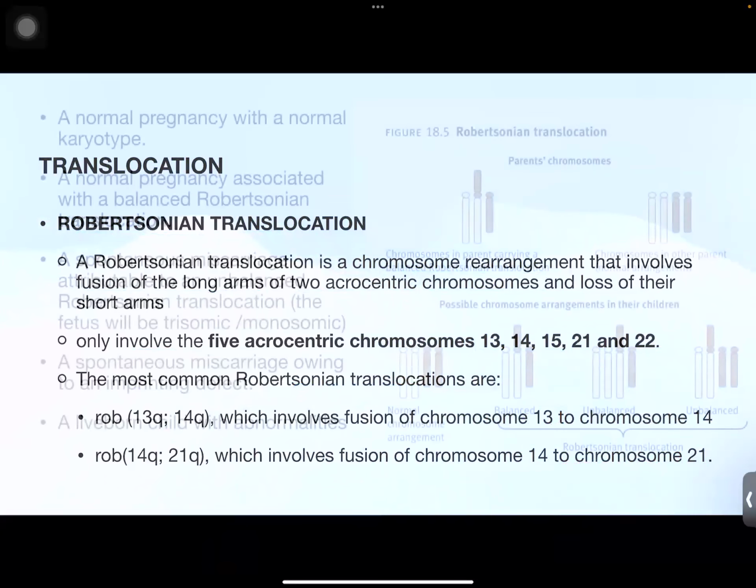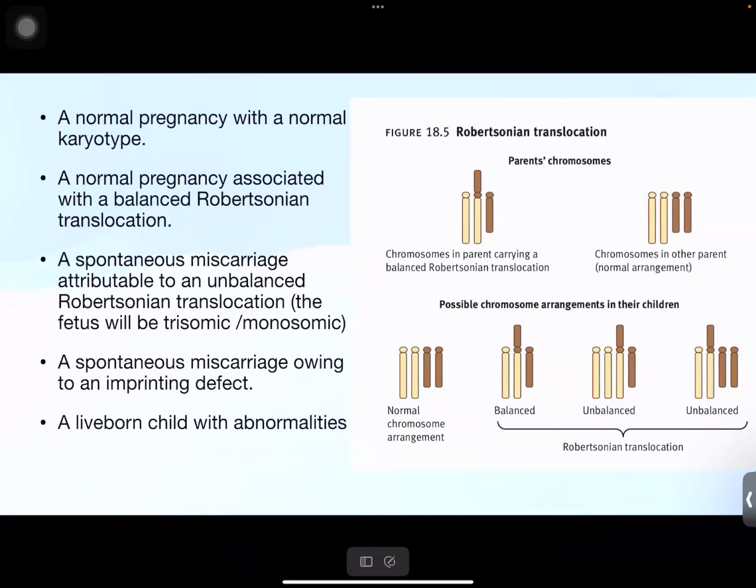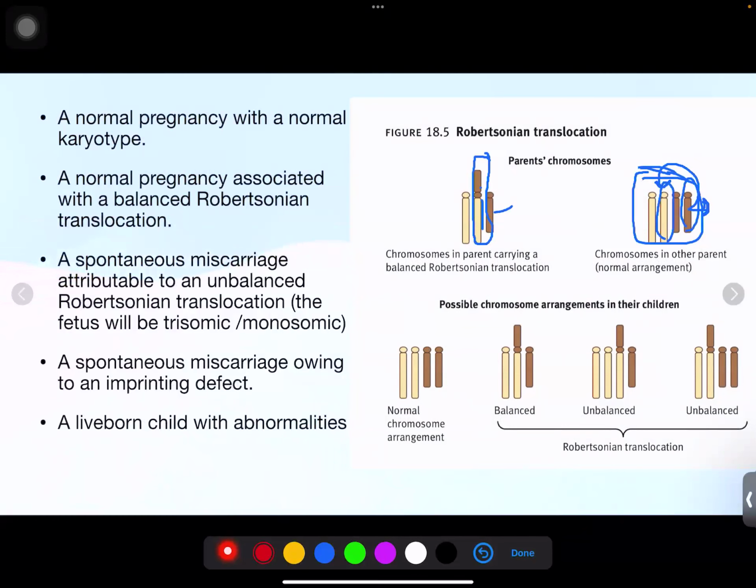Okay. So this also has 4 possible outcomes, like we understood previously with reciprocal translocations. If there's a normal parent with normal arrangement, and this Robertsonian translocation, again this will be either balanced or unbalanced. Balanced means the number of chromosomes or the genetic material remains the same. Just this arm of the chromosome moves to this arm. So there is no extra addition or subtraction of chromosome.